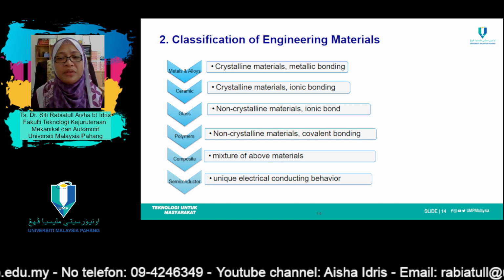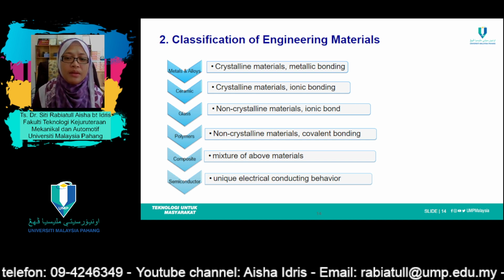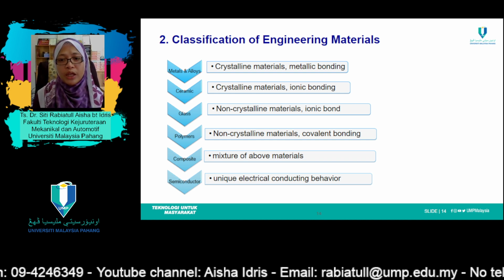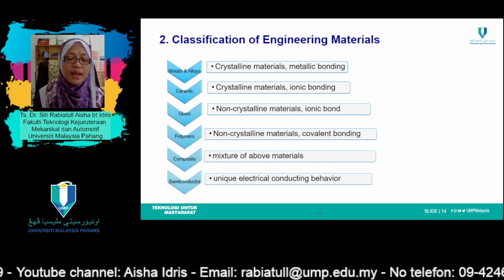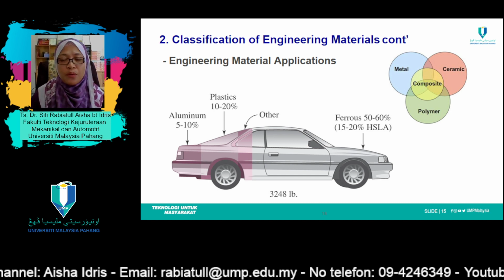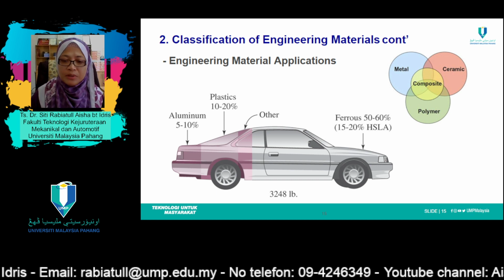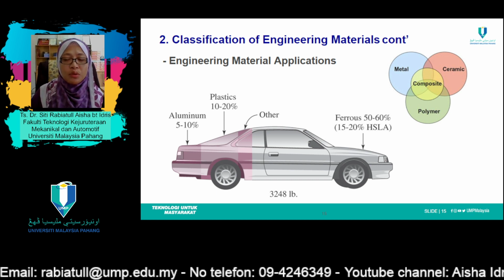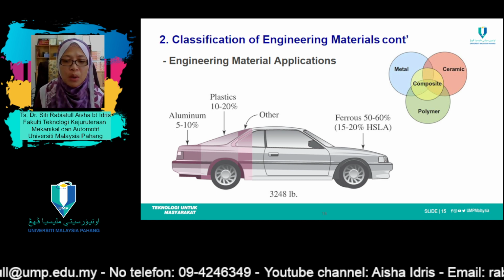You see, the most common engineering materials being used in the market or in industry nowadays include metal and alloy, ceramic, polymers, and composite. As for the application, in any type of product, normally we don't use only one type of material in order to come out with a final product.